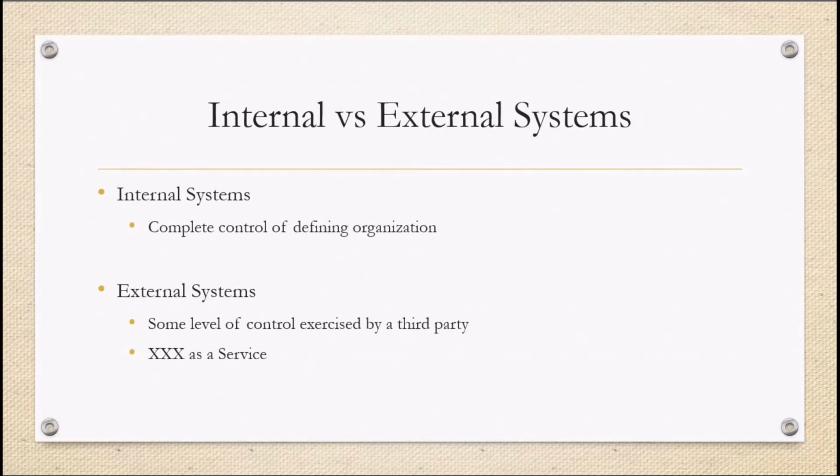On the other hand, external systems are going to be utilized by the defining organization, but some level of control is going to be exercised by a third party. This could be hosted infrastructure, performed duties, or some other, blank as a service: database as a service, application as a service, or platform as a service. Another way to think about this is if the defining organization, the organization defining its boundary, ceased to exist, the external system would not. Only the instance utilized by the organization defining its boundary would no longer exist.